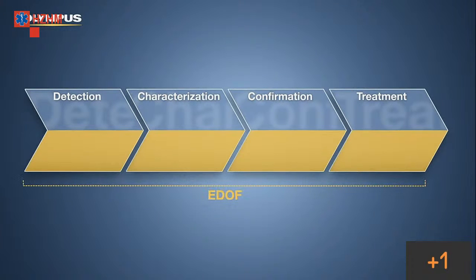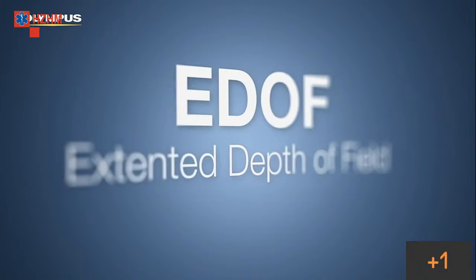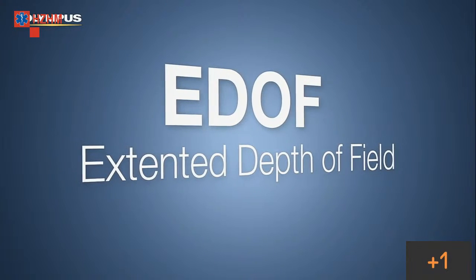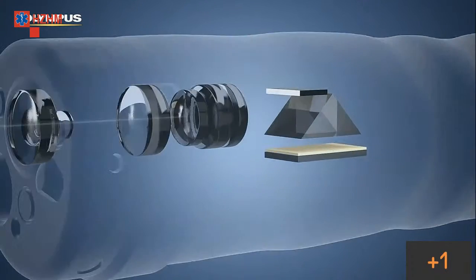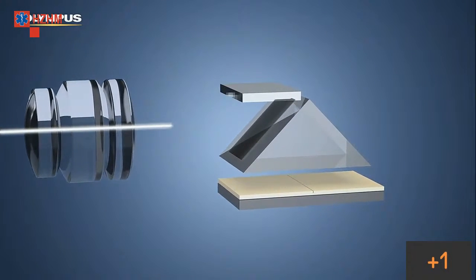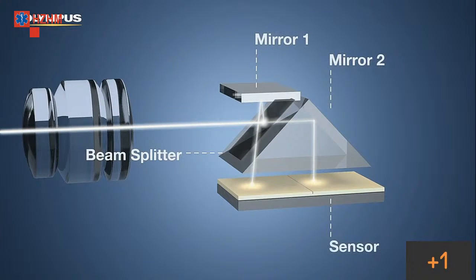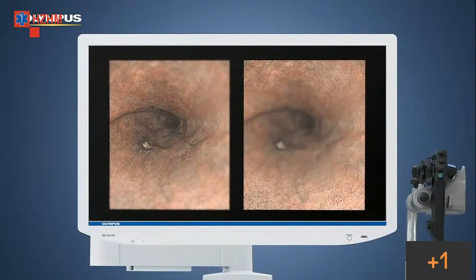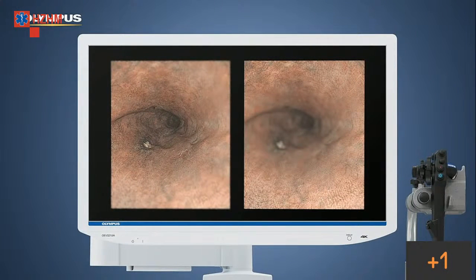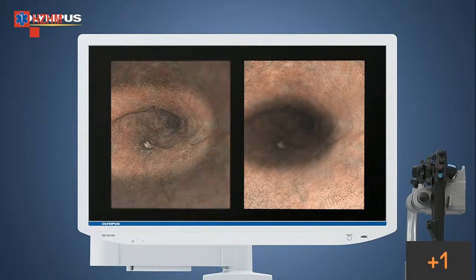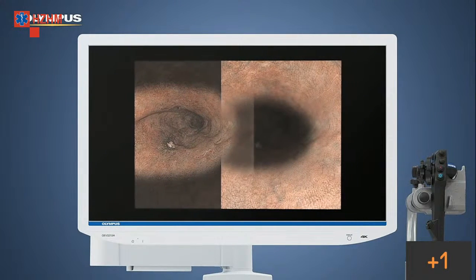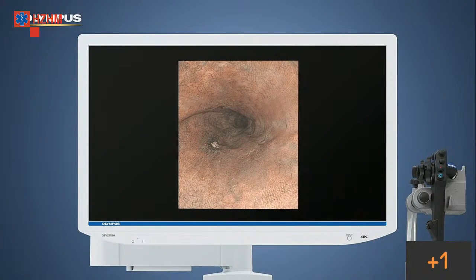Continuously sharp image at any point in the endoscopic workflow. EDOF stands for extended depth of field. The incoming beam of light is divided by the beam splitter and reflected via two mirrors to the sensor. This technology projects two images with identical content that, however, exhibit different focal lengths and combines those images into one image in total focus.